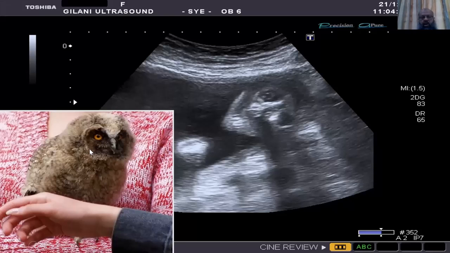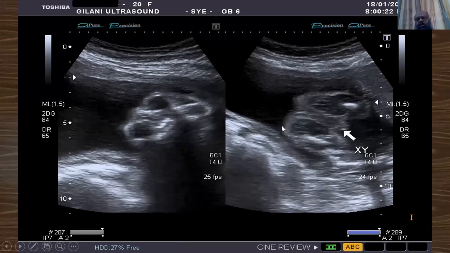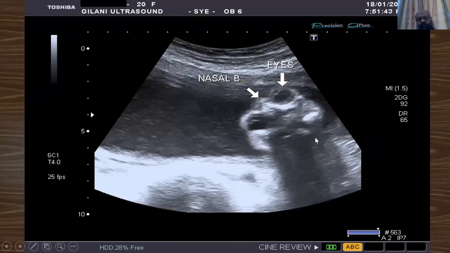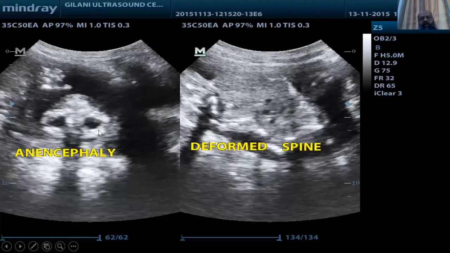So here are the all eyes, and it looks like this: prominent eyeballs, protruded eyes. These are the eyeballs, and this was the gender, nasal bone, and eyeballs of an anencephalic fetus. This is anencephaly with a deformed spine. This is the spine which is deformed.